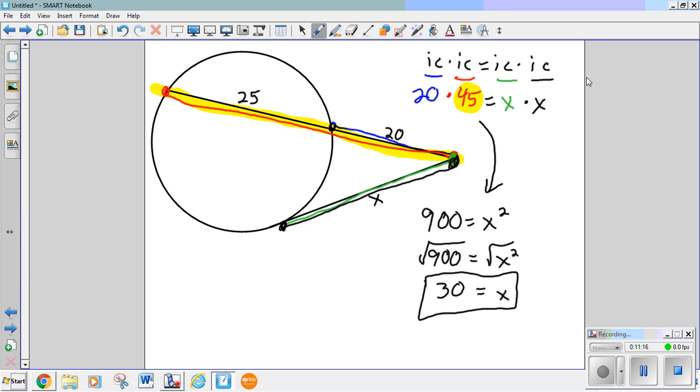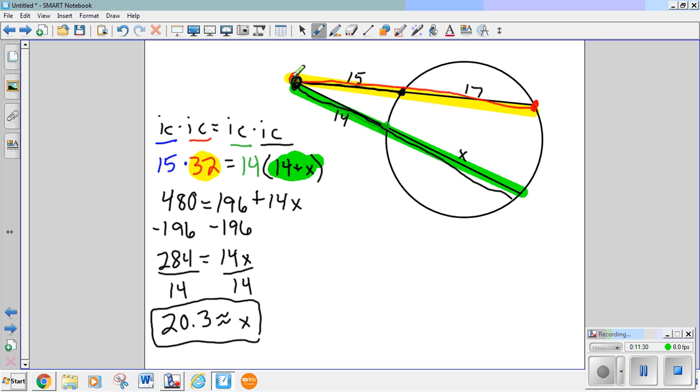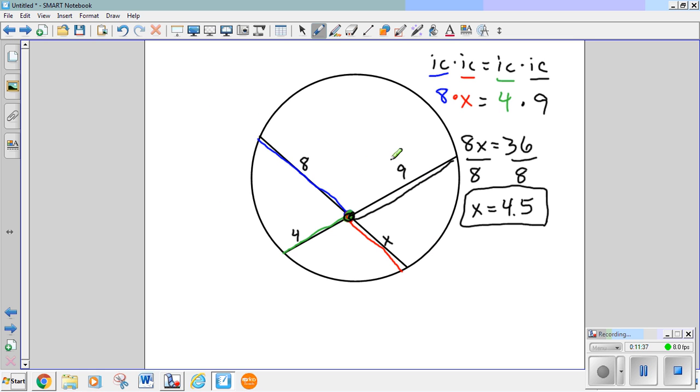This formula works for all three of these situations. When they intersect outside with a secant and a tangent, when they intersect outside with two secants, or when they intersect inside with two chords.